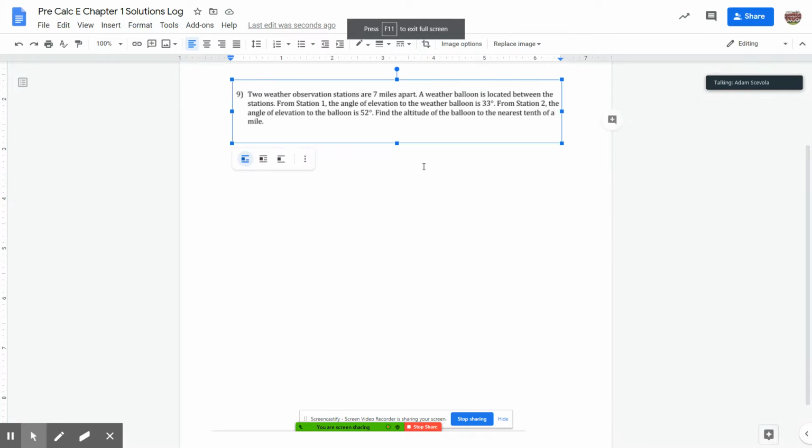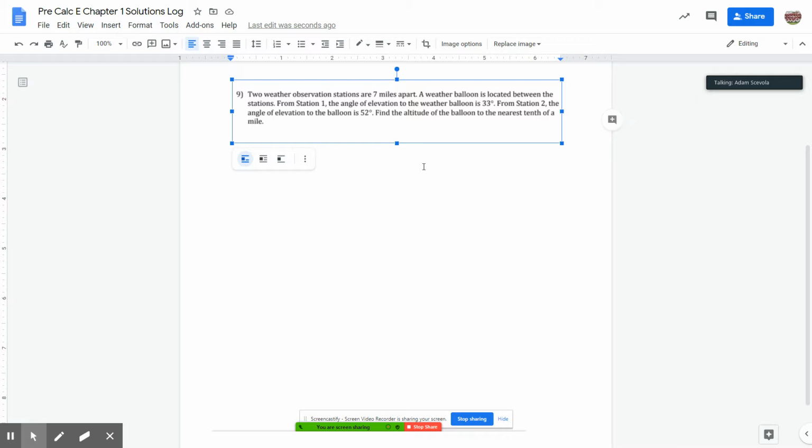So 2 weather observation stations are 7 miles apart. A weather balloon is located in between the 2 stations. From station 1, the angle of elevation to the weather balloon is 33 degrees. From station 2, the angle of elevation is 52 degrees. Find the altitude of the balloon to the nearest tenth of a mile.